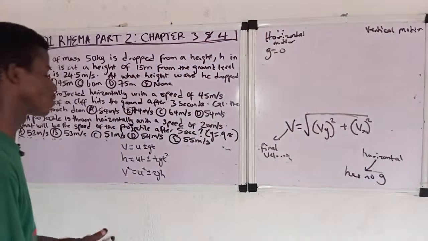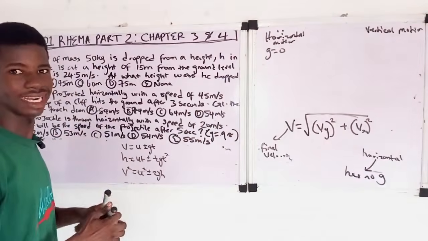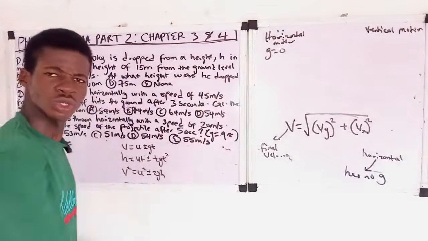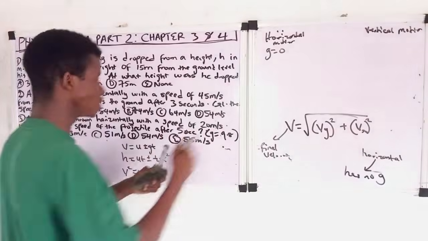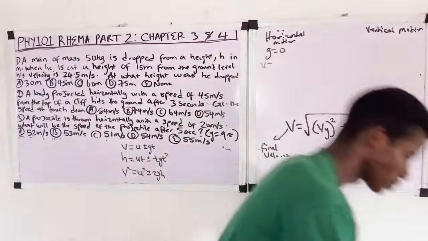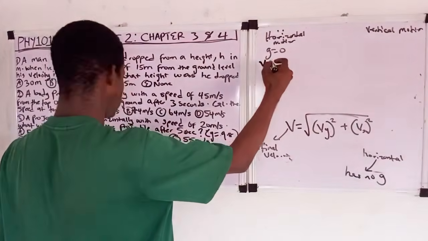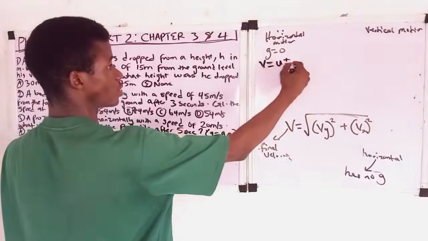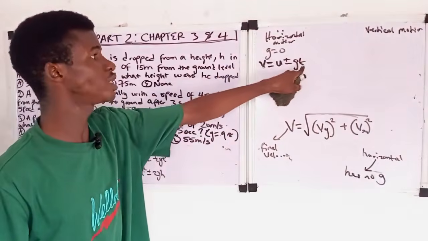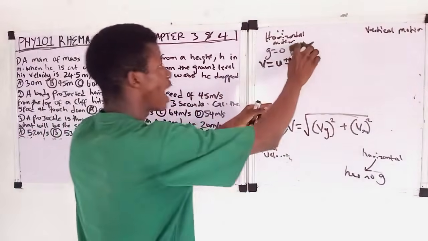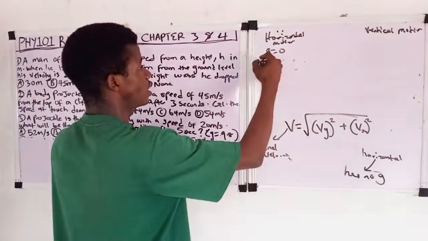So in horizontal motion, let's do it. v is equal to u plus or minus gt, right? Remember, horizontal motion has no g, g is 0. So in horizontal motion, this v equals u plus or minus gt. Now since g is 0, 0 times t gives us 0. Therefore, this part is out. So in horizontal motion, the velocity is equal to what?